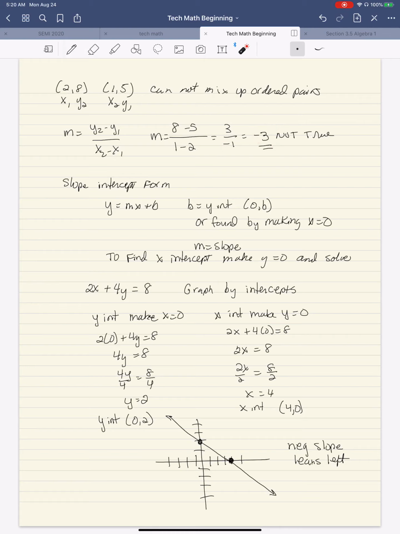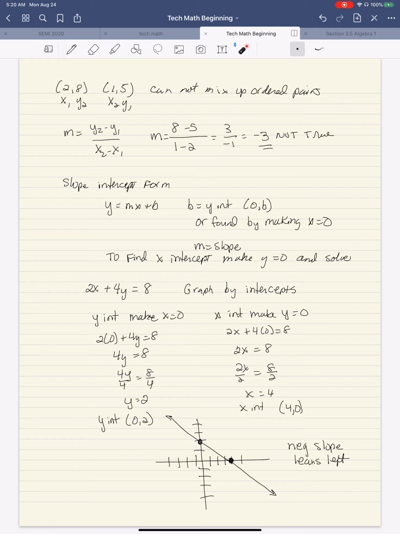The sign ends up being wrong, and that's not true. So just be very consistent when you're labeling the ordered pairs. So back to the slope-intercept form, y equals mx plus b. b is the y-intercept, 0 comma b, or you can find it by making x equal to 0 and solving the equation.